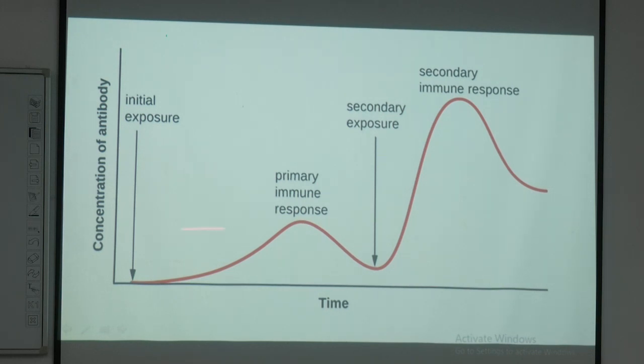So here in this graph we can see a person is exposed to an antigen or bacteria. It takes some time to start the immune response, and then it goes to peak. Then after the person recovers, this primary immune response comes down, and when the same person is infected with the same kind of antigen or bacteria, it is called secondary immune response.